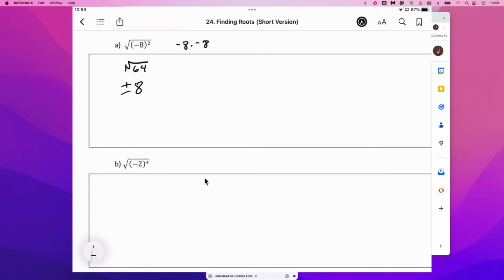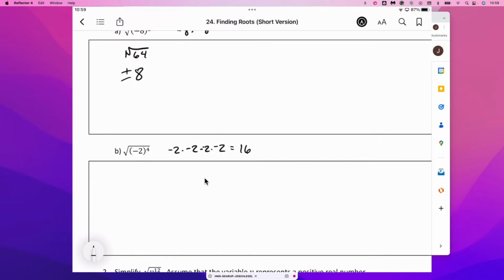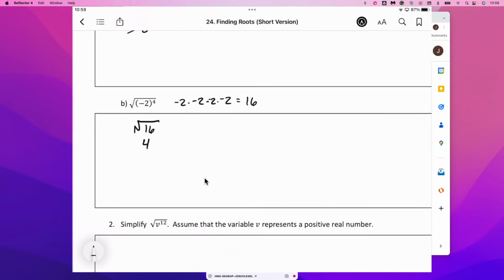And the next one, we're going to have the same thing. We will really have a -2 times -2 times -2 times -2. And so 2 times 2 is 4, times 2 is 8, times 2 is 16. And because there's an even number of negative signs, it's positive 16. So we get square root of 16, which is 4. Okay.